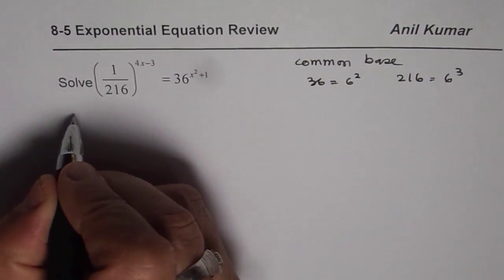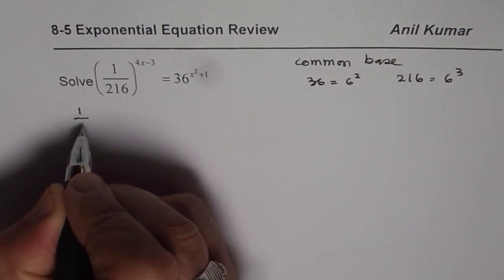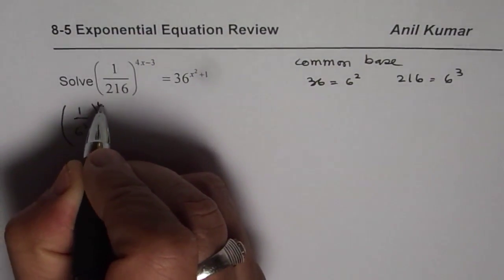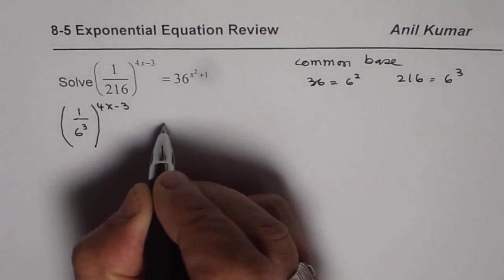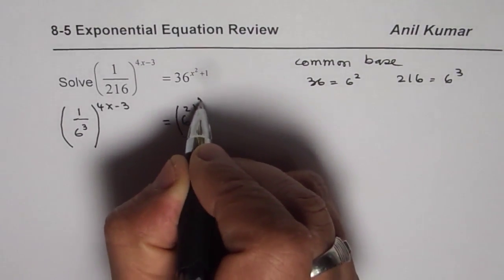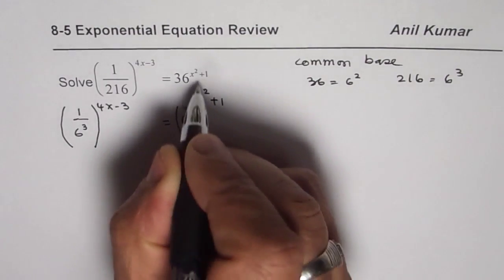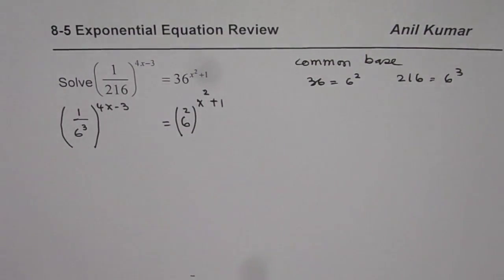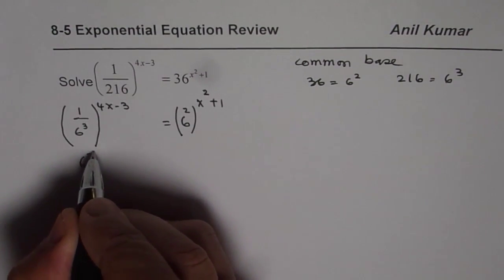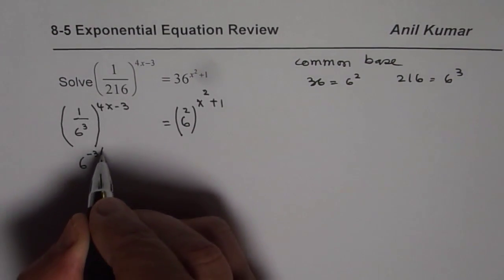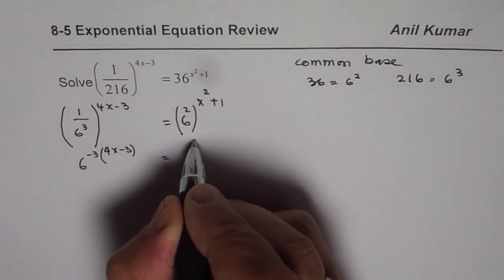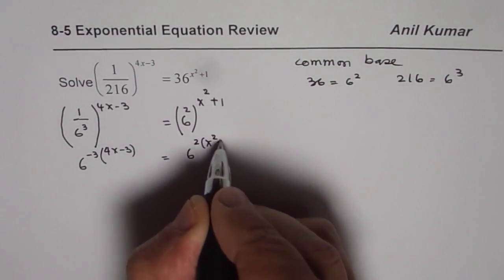So on the left side, we get 1 over 6 cubed to the power of 4x minus 3 equals 6 squared to the power of x squared plus 1. Right? Now we can write this as 6 to the power of minus 3, since it's in the denominator, times 4x minus 3 equals 6 to the power of 2 times x squared plus 1. Right?